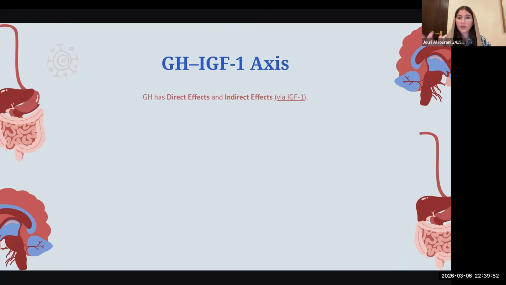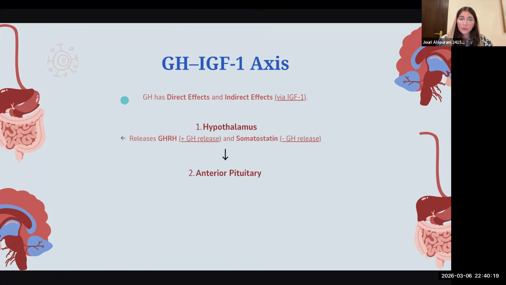Okay, so now let's talk about the growth hormone IGF axis. So how the growth hormone acts with the IGF, okay? Firstly, we have the hypothalamus, which is going to release growth hormone releasing hormone, and this is going to stimulate the release of growth hormone. And it's also going to be releasing somatostatin, which inhibits the release of growth hormone, okay, at the same time.